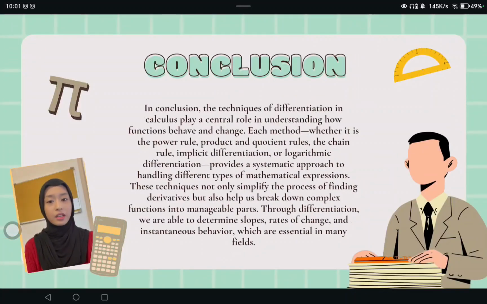Conclusion, the technique of differentiation in calculus plays a central role in understanding how functions behave and change. Each method, whether it is the power rule, product and quotient rule, the chain rule, implicit differentiation, or logarithmic differentiation, provides a systematic approach to handling different types of mathematical expressions. This technique not only simplifies the process of finding derivatives, but also helps us break down complex functions into manageable parts. Through differentiation, we are able to determine slope, rate of change, and instantaneous behavior, which are essential in many fields.